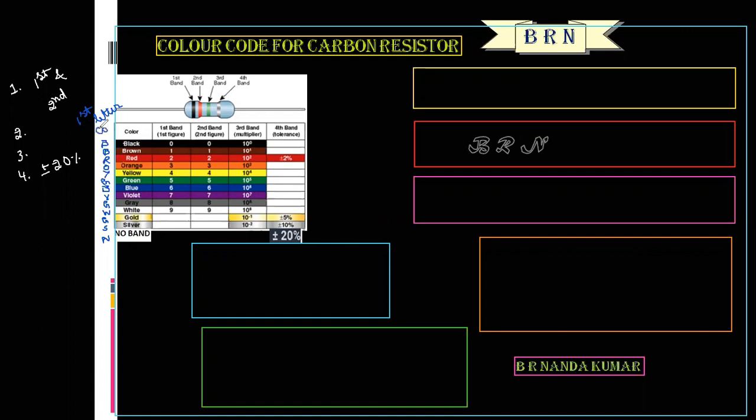First letter of the color. So B means black, next B means brown, R means red, O means orange, Y means yellow, G means green, B means blue, V means violet, G means gray, W means white, G means gold, S means silver, N means no band. So these colors can be remembered by using this code.